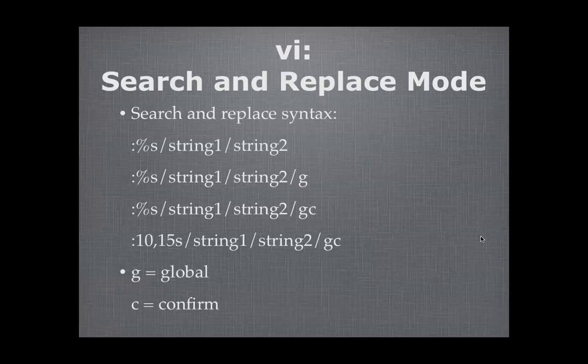Another thing is, if you run this and you have multiple instances of string 1, it's only going to replace the first instance. So you can give it modifiers like G. G means global. It'll replace all instances of string 1 with string 2, no matter how many there are on a line. You can also give it this modifier C. This gives you confirmation, like what we saw with Emacs. We can have it query us whether we're sure we want to replace that.